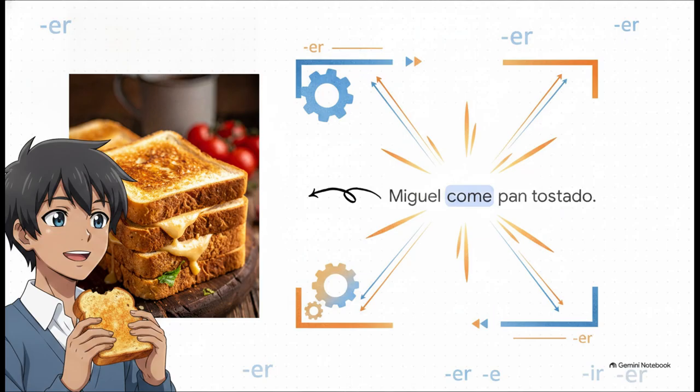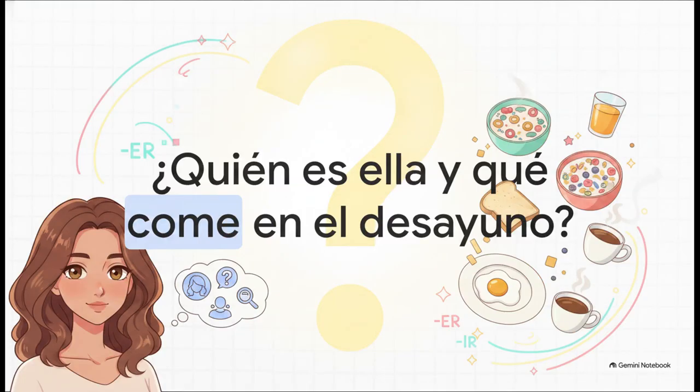Miguel come pan tostado. We take the name Miguel, match it perfectly with the L form of the verb, which is come, and apply it directly to the word for toast. Subject, conjugated verb, vocabulary. It's just beautifully done. Let's keep the pace brisk here.